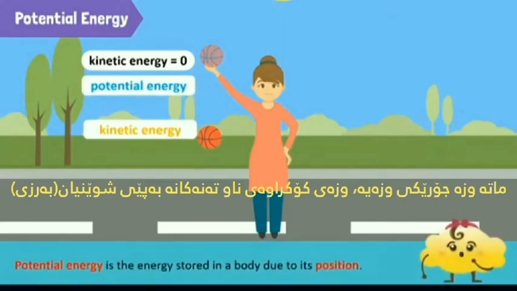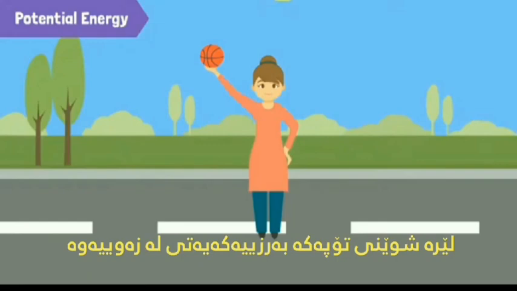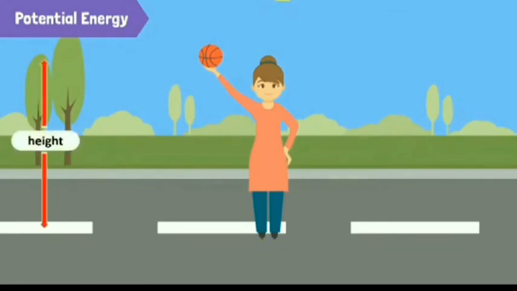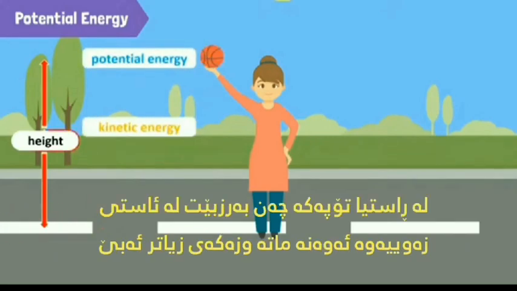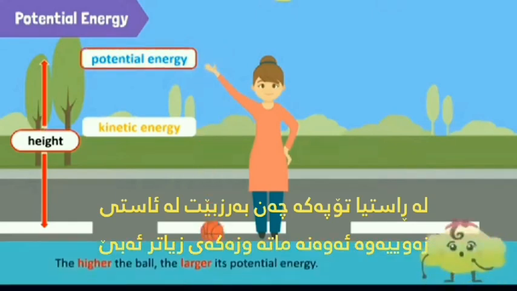Potential energy is a form of energy stored in a body due to its position. Here, the position is the ball's height from the ground. When you release it, the potential energy converts to kinetic energy. In fact, the higher the ball, the larger its potential energy.